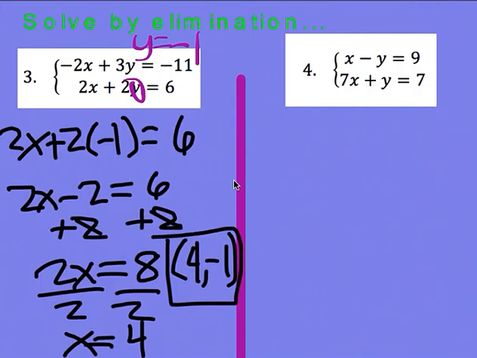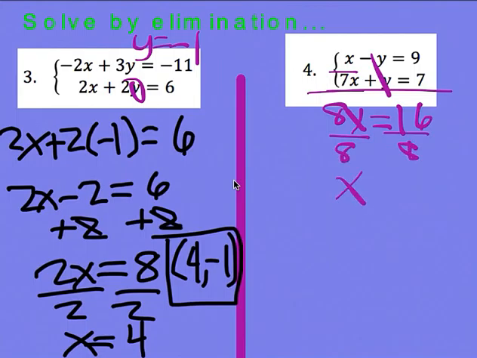Now, taking a look at number 4, again, same number, opposite signs on that y. So I can go ahead and add down the columns. x plus 7x is 8x. My y's will cancel, and then 9 plus 7 is 16. So then I'm going to divide both sides by 8, and I get that x is equal to 2.